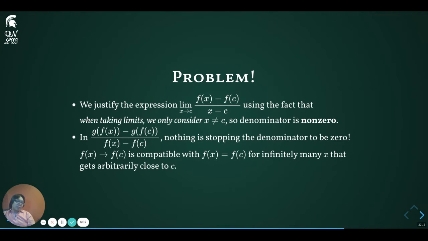The quote-unquote proof on the previous slide is subtly incorrect. Let's go back to one thing we talked about previously when we introduced the definition. That is, that a difference quotient only makes sense because we disallow x to equal c. This is because when considering the limit of a function, we explicitly do not consider the value of the function at the limiting point.